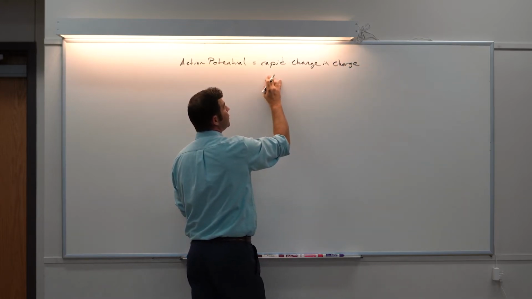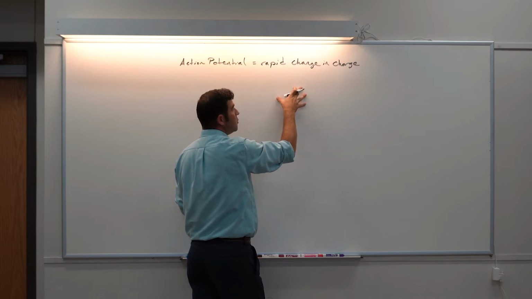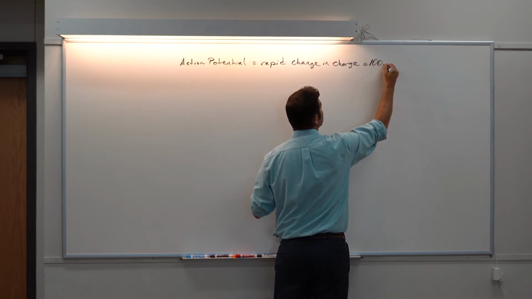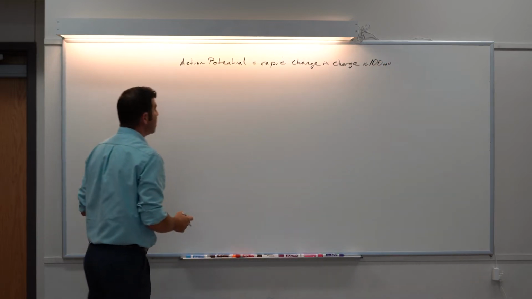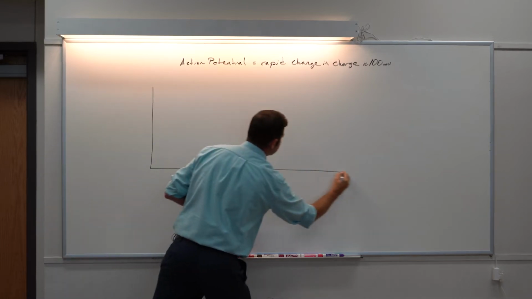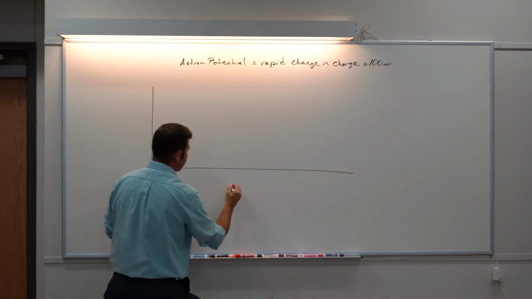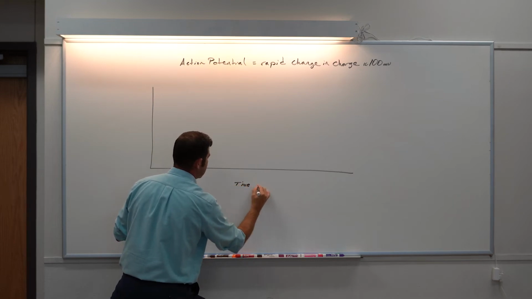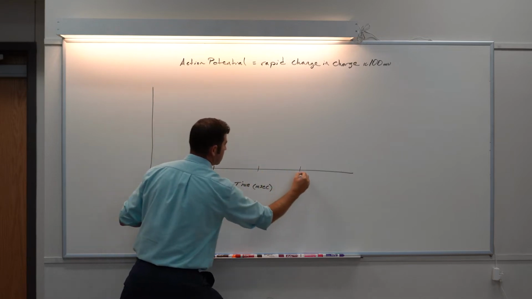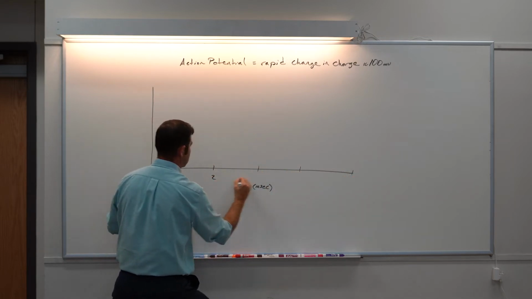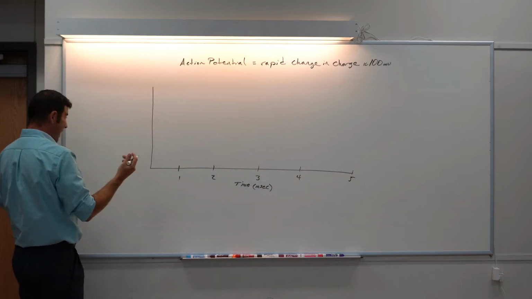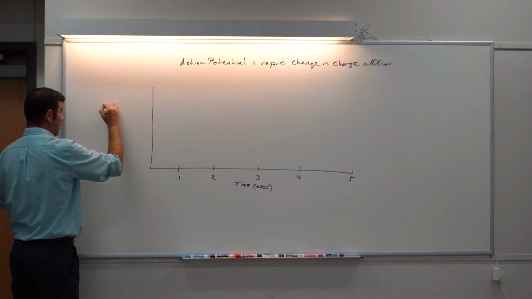Rapid, we're going to see that this is in the order of just a few milliseconds, and the change in charge is about 100 millivolts worth of a change in a charge. And we can graph that by doing a diagram that looks like this. On our x-axis, we're going to put time in milliseconds. So we've got 5 milliseconds on there, and our y-axis, let's put membrane potential.